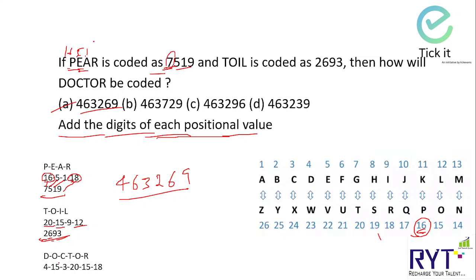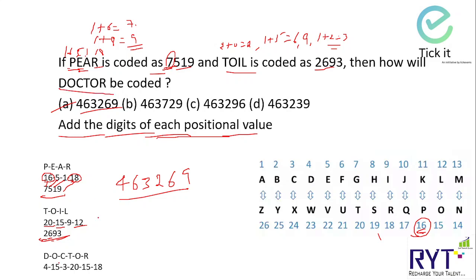Can you understand what is happening here? 1 plus 6 is equal to 7. That is what is happening. Same way, R means 18. 18 means digits 1 and 8. So 1 plus 8 is equal to 9. This is what is done. Same way, toil: T is 20, so 2 plus 0 is equal to 2. O means 15. 1 plus 5 is equal to 6. I means single digit 9. L means 12. So 1 plus 2 is equal to 3. This is what happened here.